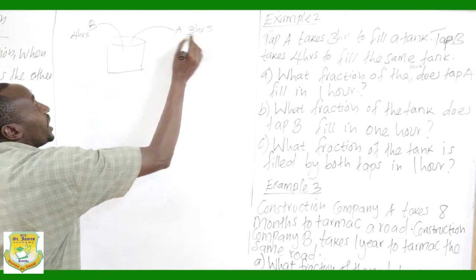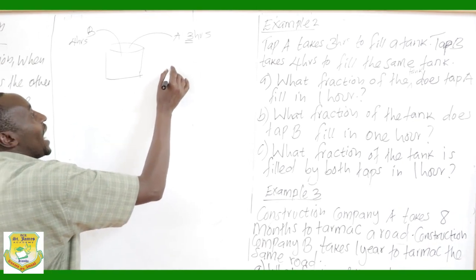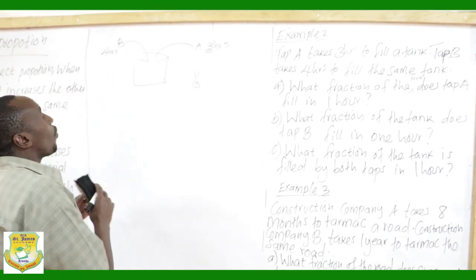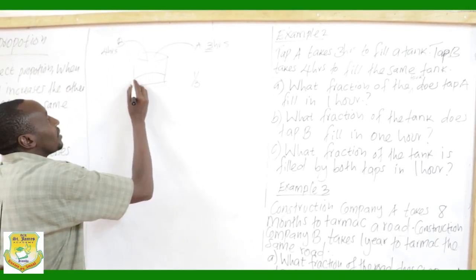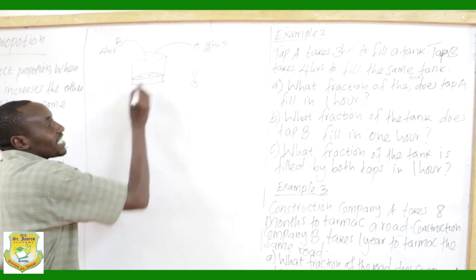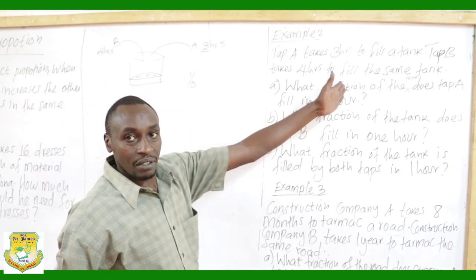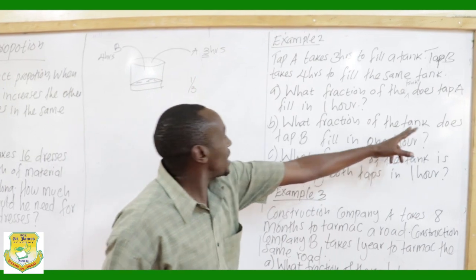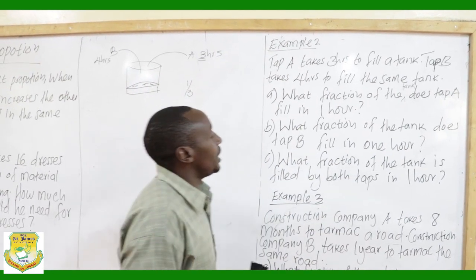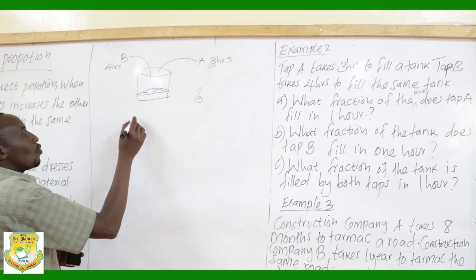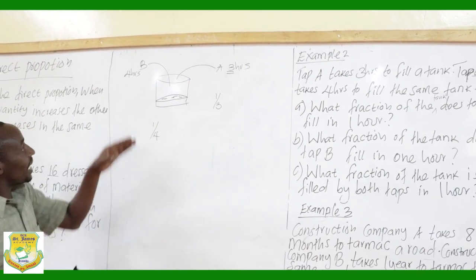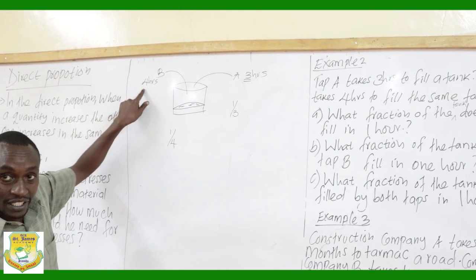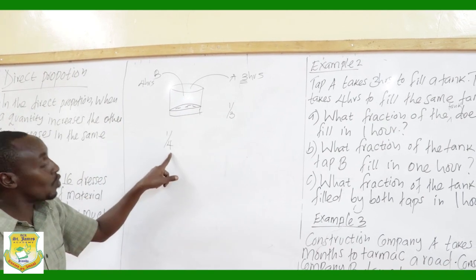A, within 1 hour, it will fill a third, because it takes 3 hours to fill the tank. Within 1 hour, it will fill a third of the tank. So the answer for A will be a third. We go to B. What fraction of the tank does tap B fill in 1 hour? B will take a quarter. We are saying a quarter because the whole tank can be filled by tap B in 4 hours. So within 1 hour, it will be a quarter of the tank.